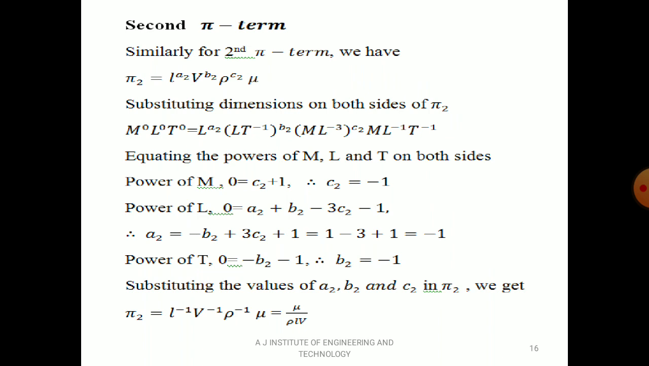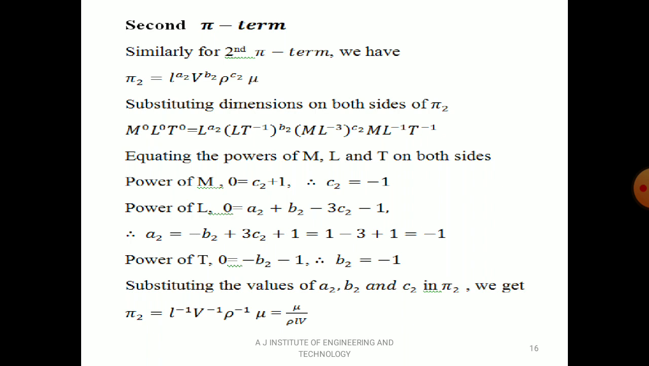First let's equate power of M. So on left hand side it is 0, right hand side M to the power C2 and M. So 0 equal to C2 plus 1. So C2 value is minus 1. Next, equating the power of L, L to the power 0 on left hand side, on right hand side L to the power A2, L to the power B2, L to the power minus 3C2, L to the power minus 1. So we get expression as 0 equal to A2 plus B2 minus 3C2 minus 1.